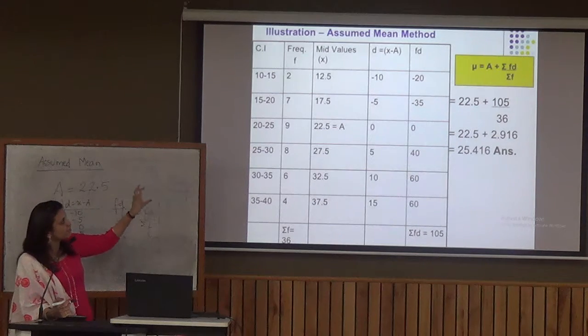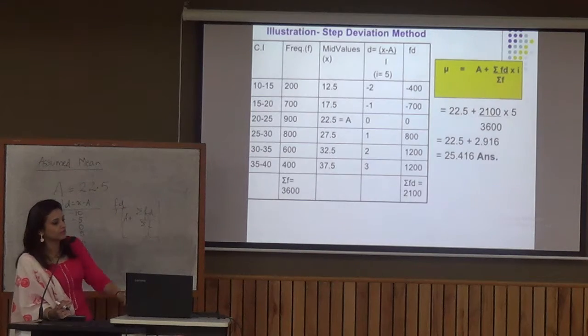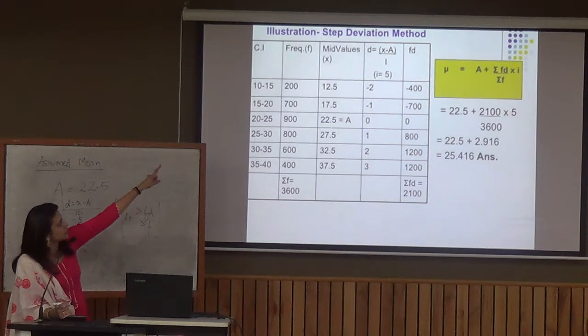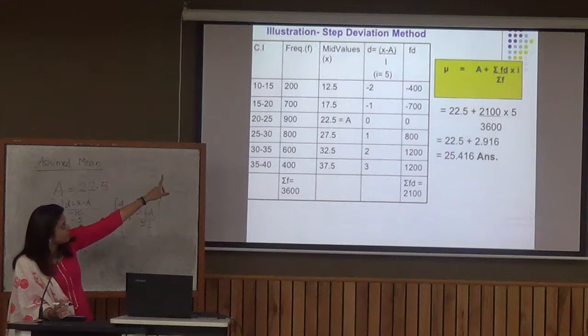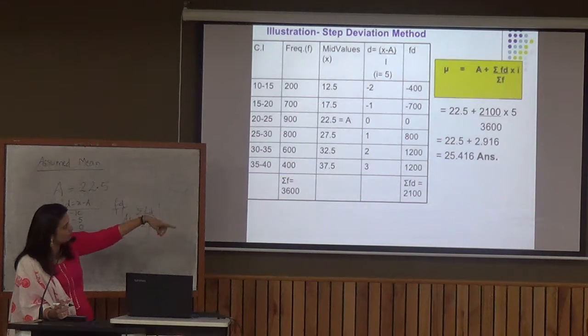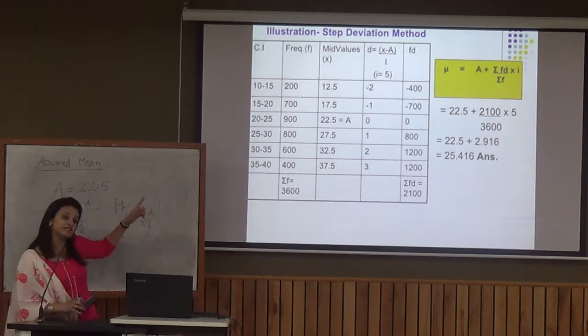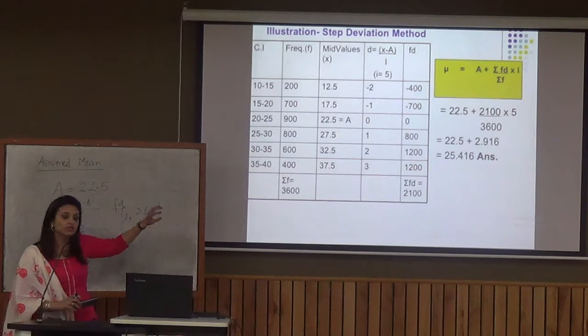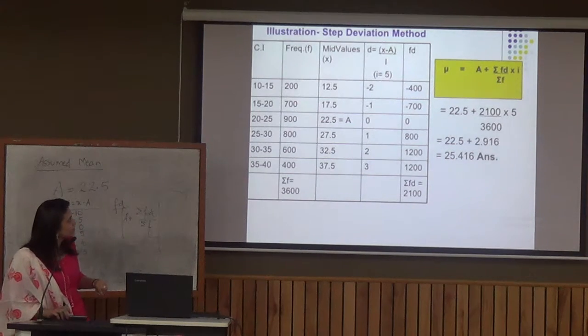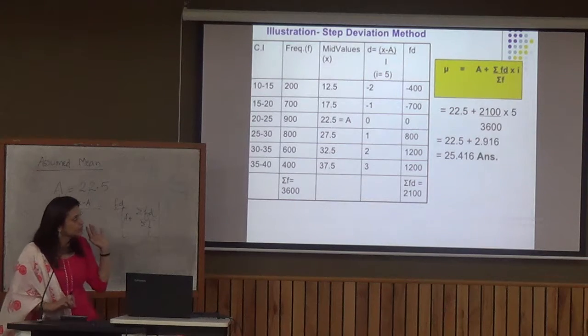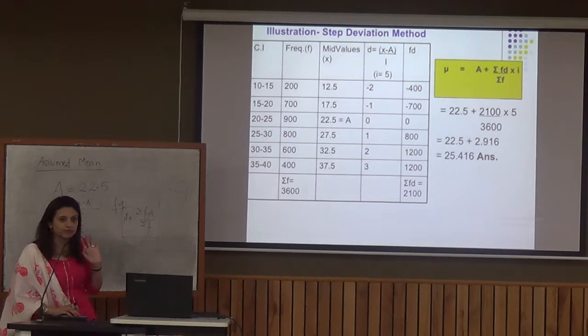So if I divide this D by class size, look at this D, the fourth column there, D is equal to X minus A upon I, where I is the class size. Here I is 5, so you get minus 2, minus 1, 0, 1, 2, 3. And then instead of multiplying F with the earlier D, I'm going to multiply with the new D. And the new D gives me a different answer. Is that okay, children? Right?